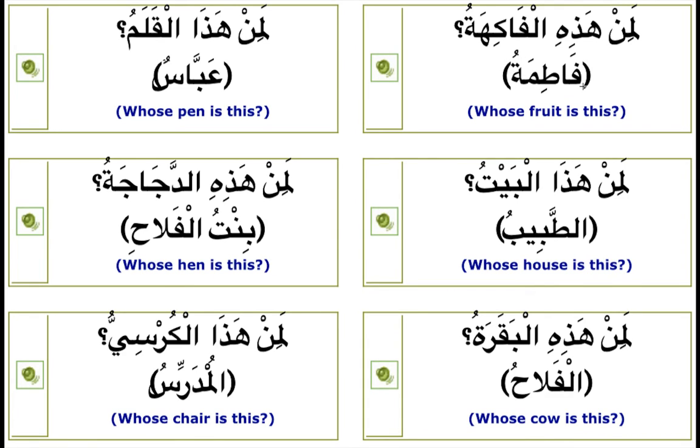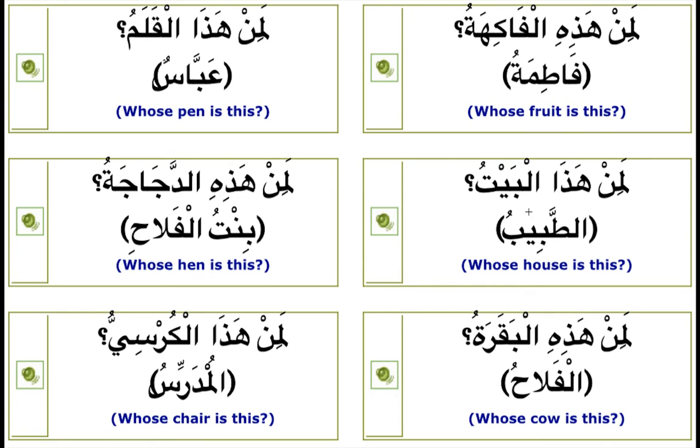Remember, a particular name of a female does not take kasra. It's a diptote. So when a harf jar comes, it is still an ism majroor, but it will have fatha. It will have fatha. So that is how we have to read and say. So we say hadihil fakihatu li fatimata. So then we are telling here the next one.